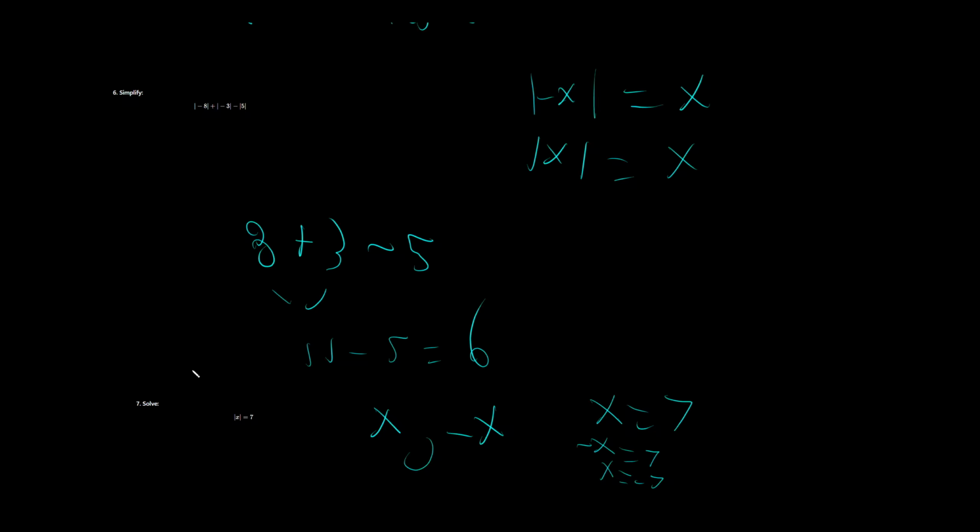Plugging both of these in for x, the absolute value of 7 is equal to 7. The absolute value of -7 is also 7. So both of these are true and valid solutions. Okay.